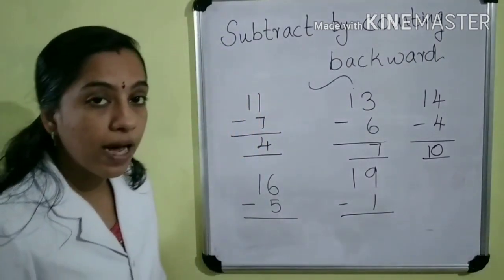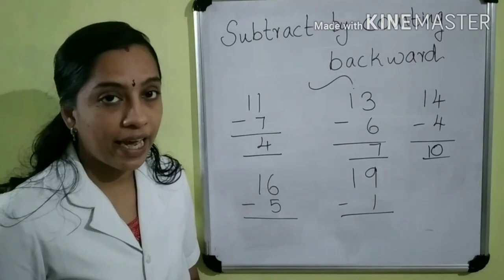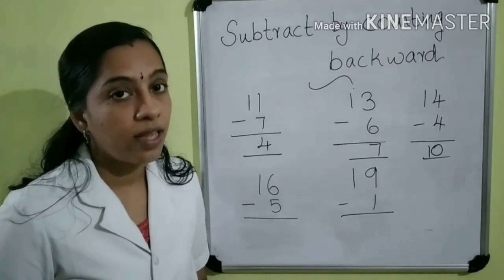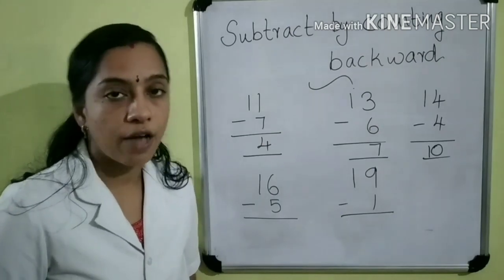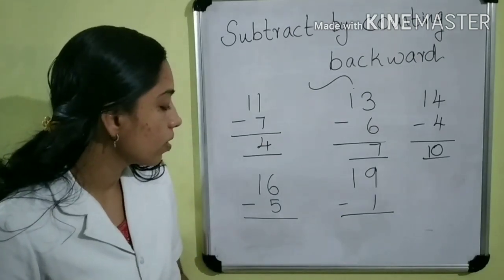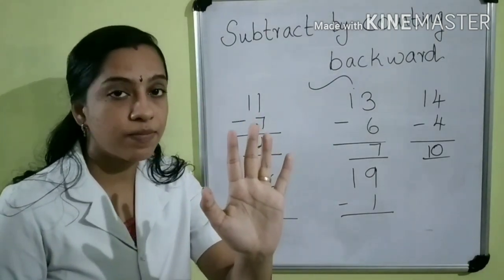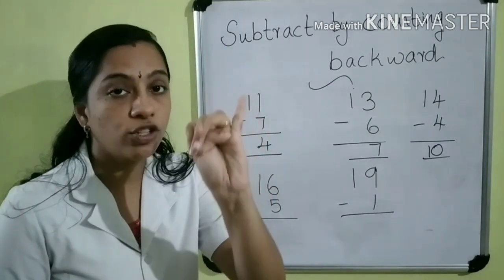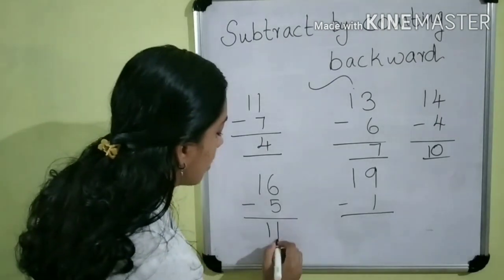Then what is the next problem? 16 minus 5. Okay. Which number will you keep in mind? Yes, 16. Then which number will you take in fingers? Yes, that is 5. Okay. So let us take 5 fingers, then count backward from 16. That is 15, 14, 13, 12, 11. So our answer is 11. So we can write here 11.